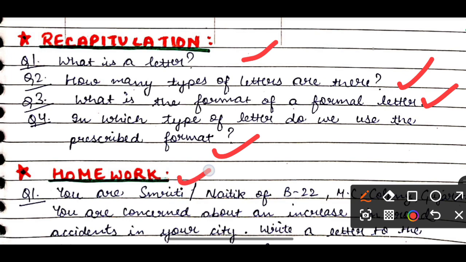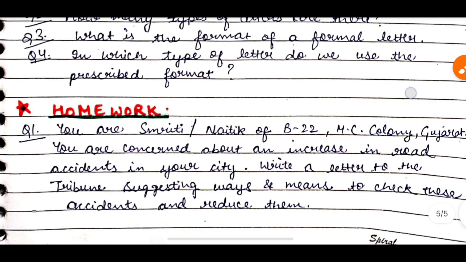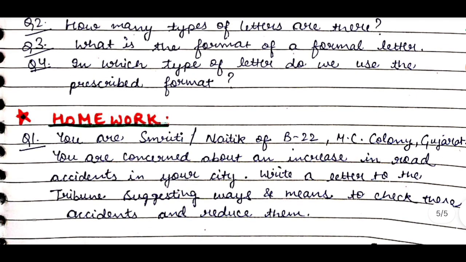Then comes the homework part. Okay, so we'll write the homework here also in the lesson plan and give it to them also. You are Smriti or Netik of B22 MC Colony, Gujarat. You are concerned about an increase in road accidents in your city. Write a letter to the Tribune suggesting ways and means to check these accidents and reduce them. Okay, so this was our lesson plan.